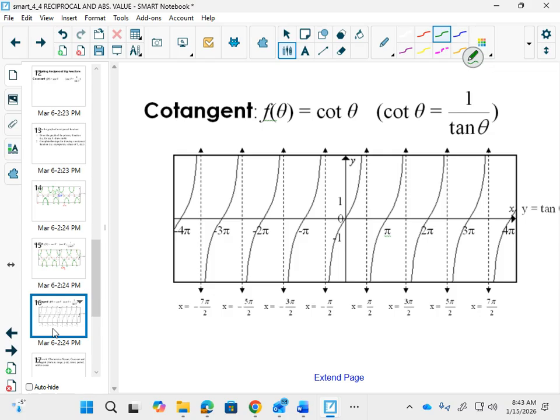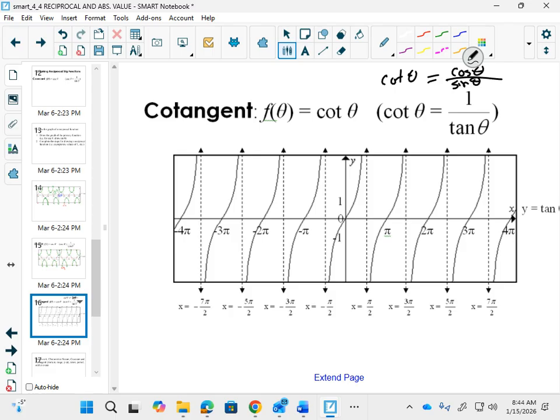And it has some exceptions because you have two identities for cotangent. You know that cotangent is 1 over tangent. You also know that cotangent is what over what? Cos theta over sin theta. And you use both of those when you're proving identities.